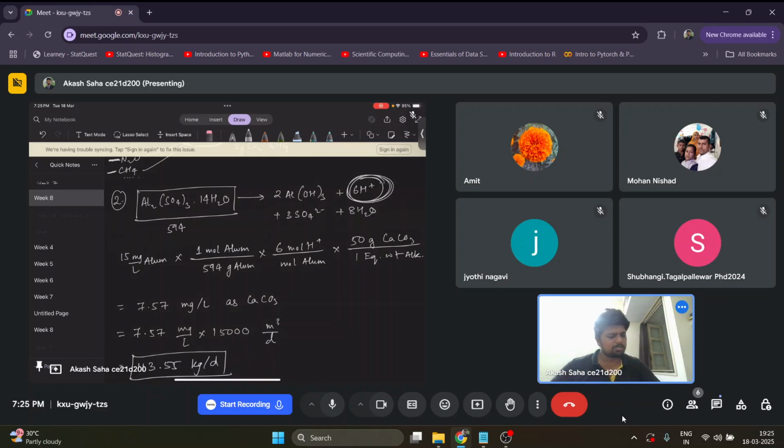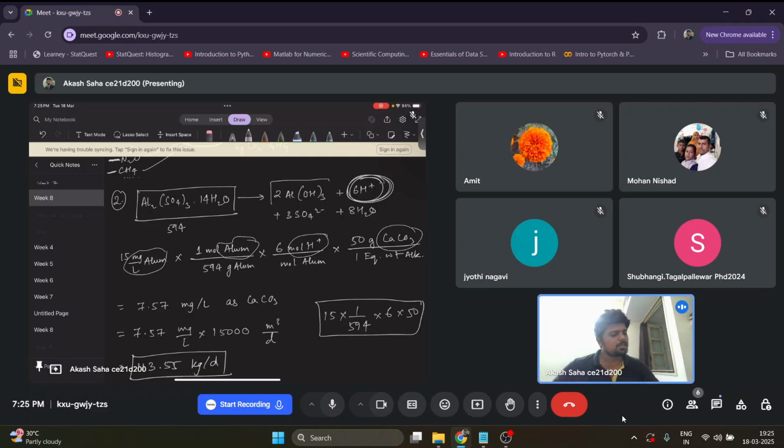So no need to be aware of all these units, it is just to make your understanding. It's simply 15 into 1 by 594 into 6 into 50. That's all. Now suppose you want to know how much sludge will be produced, or how much precipitate will be formed.